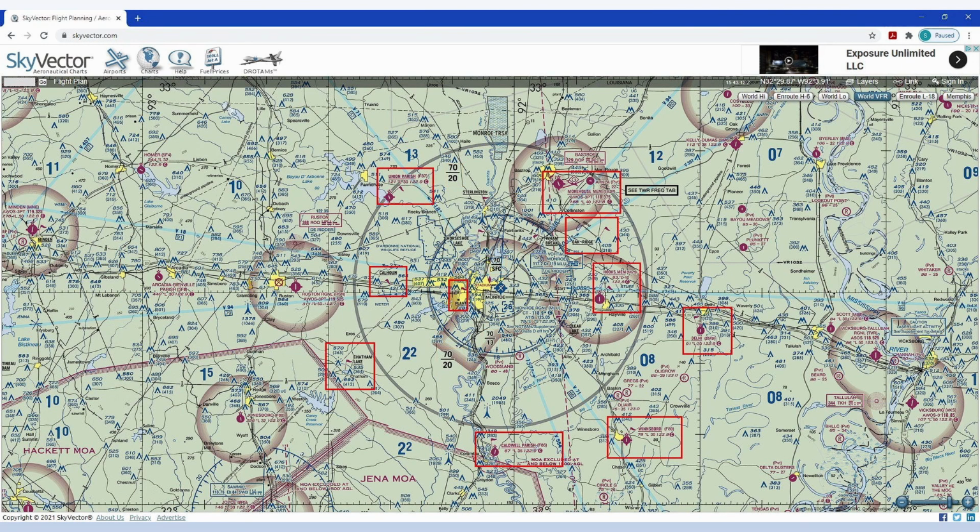You'll also see checkpoint flags around a TRSA. These are VFR checkpoints. In the real world, when you check in with approach near or in a TRSA, you can tell them what checkpoint you're over so they can quickly identify your position.